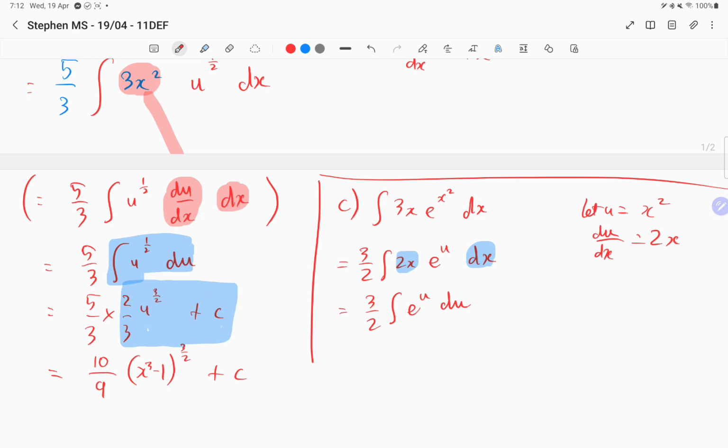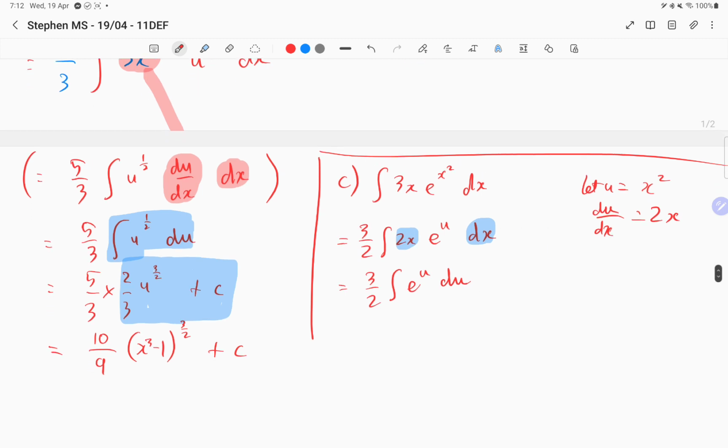Double check with the teacher that you can skip this step here. I think it's obvious, but just double check with the teacher anyway to be sure. Because to me, you already have the du over dx on this side, and this is the same as du over dx, so of course it's going to be just turned into du. So you can skip the step to just substitute that one in there.